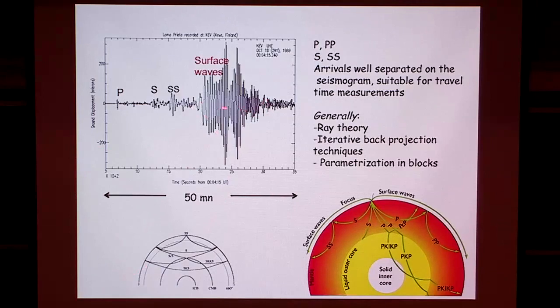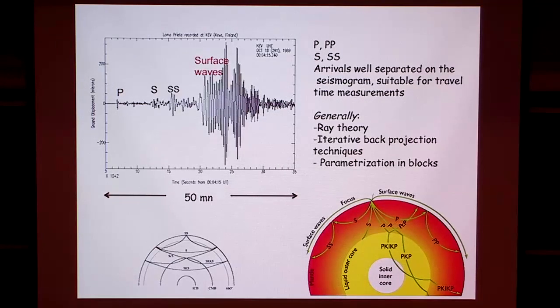For surface waves, of course, we also measure travel times. When we measure dispersion, we measure the travel time as a function of frequency. That has been discussed previously. The fundamental mode surface waves, which are also well separated on the seismogram, you can measure their dispersion using relatively simple methods. So these are the two types of waves that are the most commonly used.